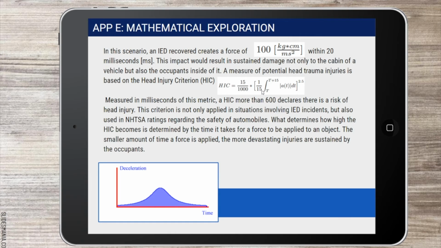Measured in milliseconds, an HIC of more than 600 declares there is a risk of head injury. So it's pretty much one way of saying that if you solve this differential equation and the value at the end is higher than 600, you know that the person involved in the IED blast would be at a more likely risk of head injury.